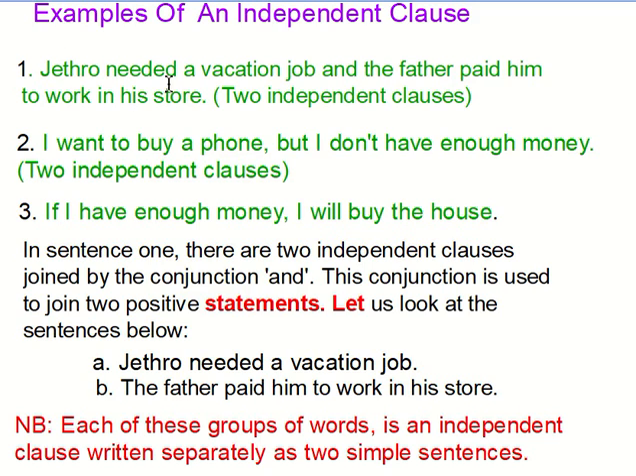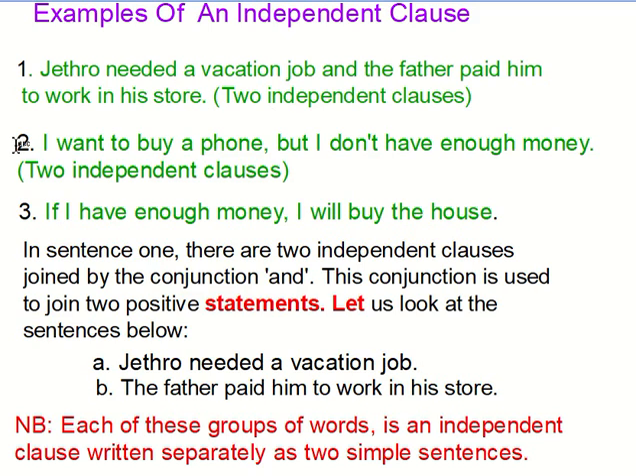Jethro needed a vacation job and the father paid him to work in his store. That is two independent clauses. We have Jethro needed a vacation job. Another clause, the father paid him to work in his store. So these are two clauses joined by the conjunction and. You see it? Good. And each of them can stand on its own because it can make sense.